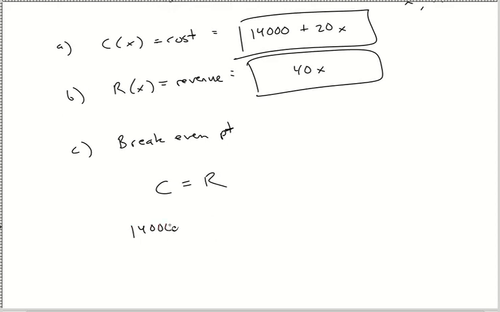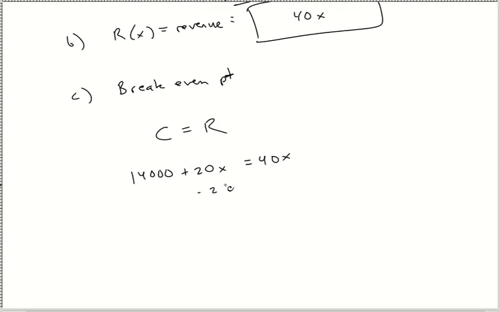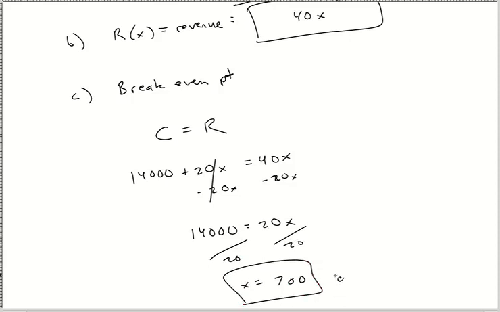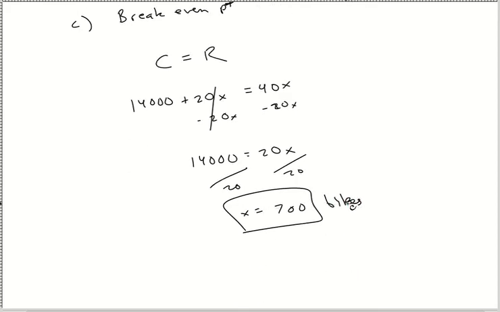I got my 14,000 plus 20x is equal to 40x. Solve for x. Minus 20x on both sides. Divide by 20. And I got 700. 700 bikes need to be produced in order to break even. Okay, that does not look like bikes. It's okay. All right, so bikes. Cool. All right, is that what we put in the box?